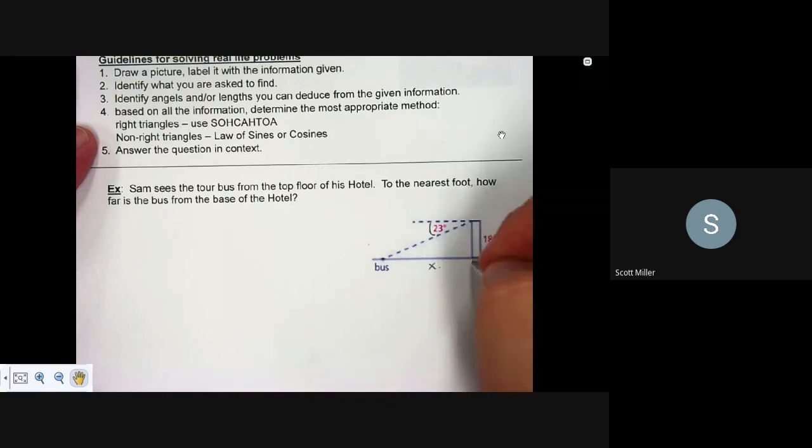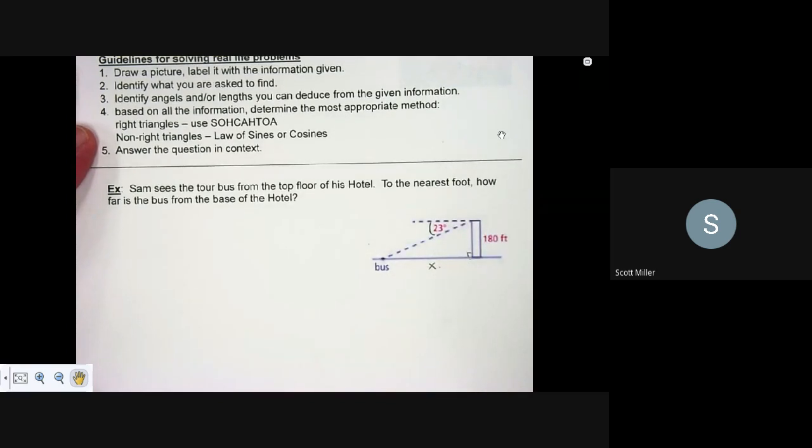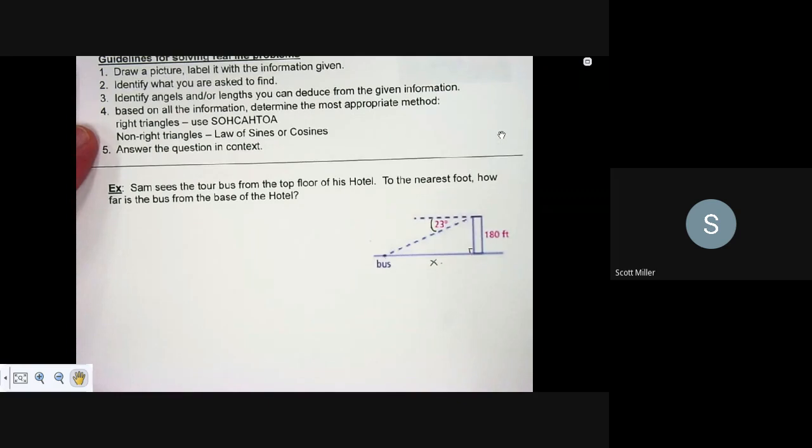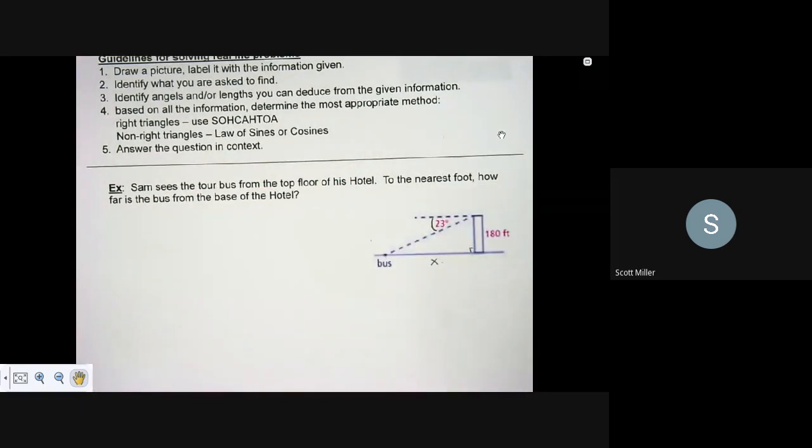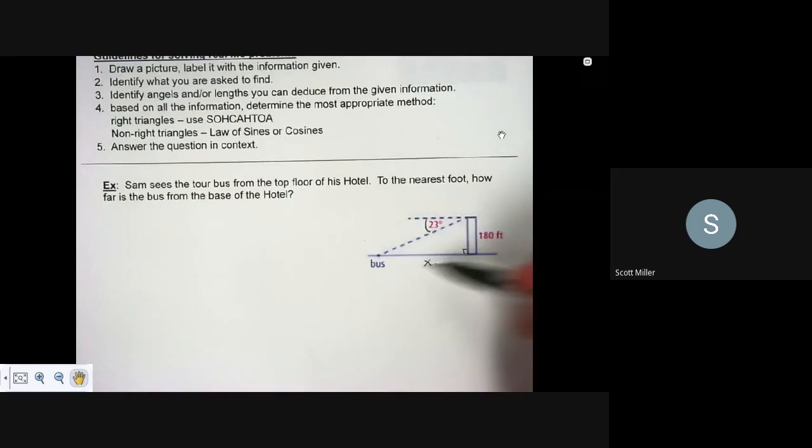But notice this is a right triangle. All buildings are right angles to the ground, okay, except for the Leaning Tower of Pisa, but that's a problem we'll talk about later. So I have a right triangle. I know I can use the SOHCAHTOA techniques for right triangles, but I have to have an angle inside this triangle, and I don't. 23 degrees is not in this triangle. It's outside of it.